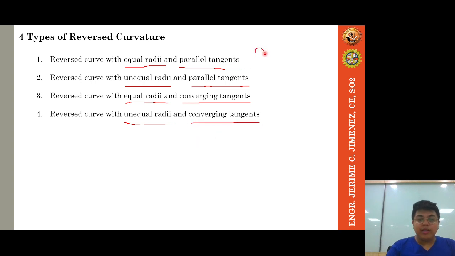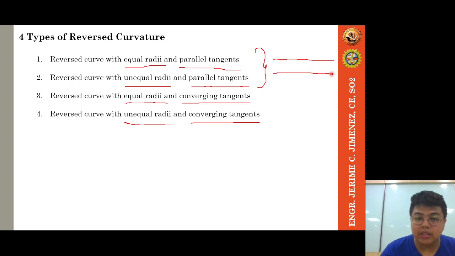Okay, si type 1 and type 2, kung makikita nyo, parallel tangent siya. So therefore, the back tangent and the forward tangent are parallel. Pagdating naman po kay type 3 and type 4, si back tangent ay mag-form ng intersection or magko-converge kay forward tangent. Okay? So magtatama yung back tangent and the forward tangent. Whereas sa type 1 and 2, parallel sila. So hindi sila mag-meet. Okay? So those are the 4 types of reverse curvature.